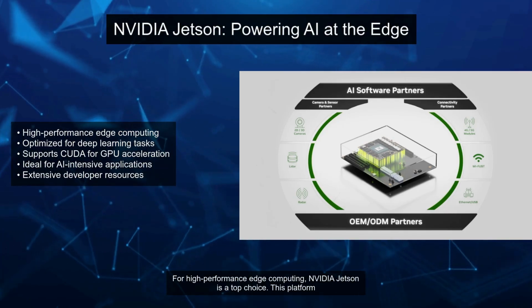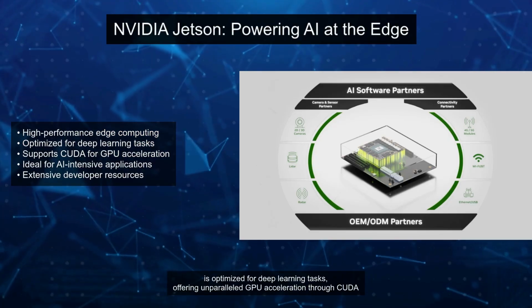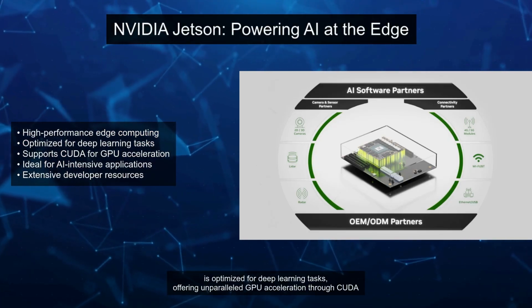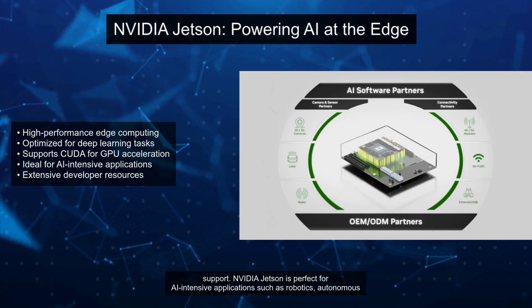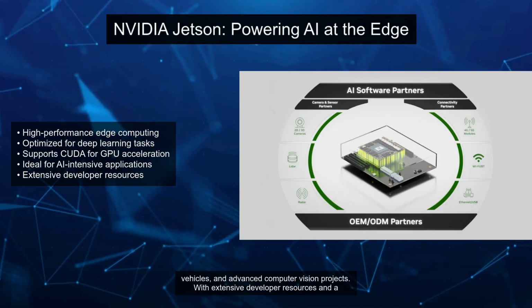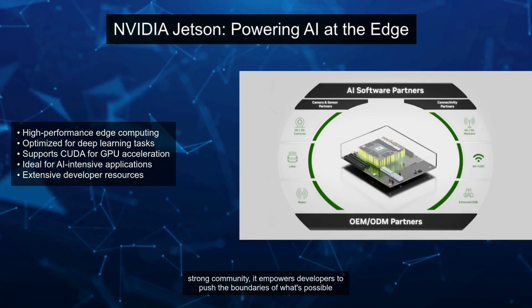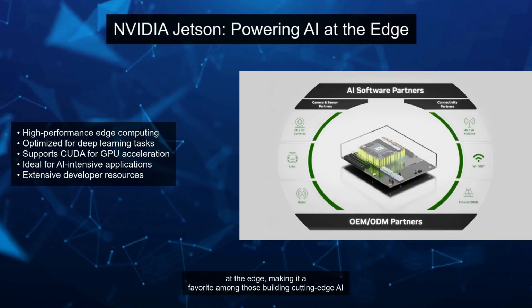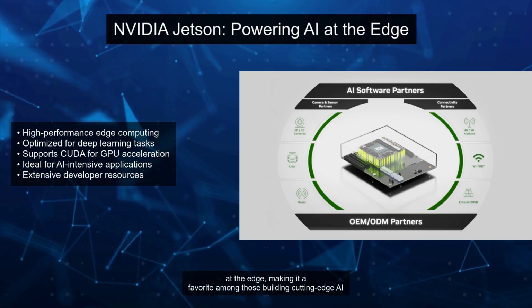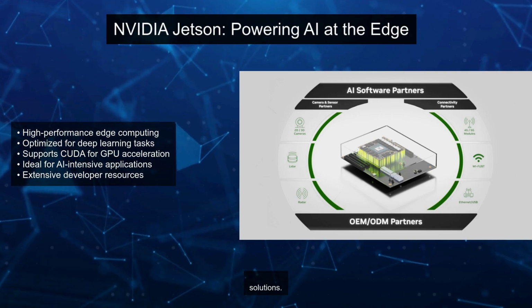For high-performance edge computing, NVIDIA Jetson is a top choice. This platform is optimized for deep learning tasks, offering unparalleled GPU acceleration through CUDA support. NVIDIA Jetson is perfect for AI-intensive applications such as robotics, autonomous vehicles, and advanced computer vision projects. With extensive developer resources and a strong community, it empowers developers to push the boundaries of what's possible at the edge, making it a favorite among those building cutting-edge AI solutions.